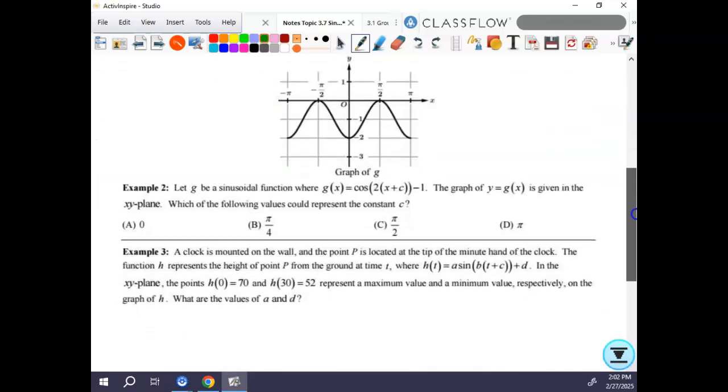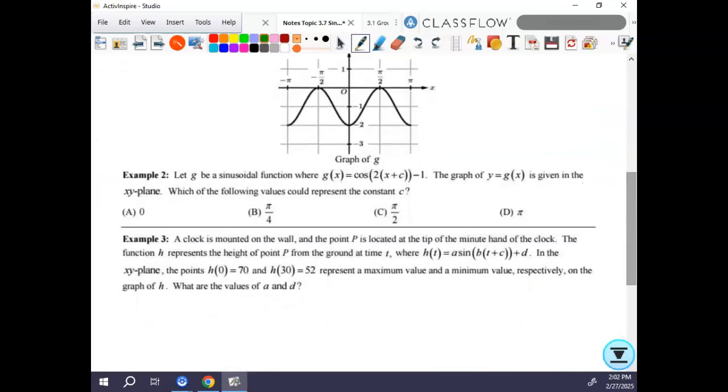Awesome. Let's look at this one. So it says, let g be a sinusoidal function, where we get that right there. Okay, so the only unknown there is c. So tell me, Daniela Hernandez, what does the c do?